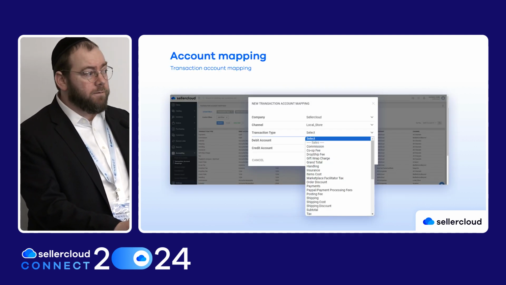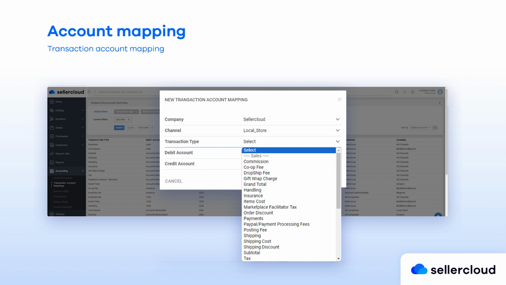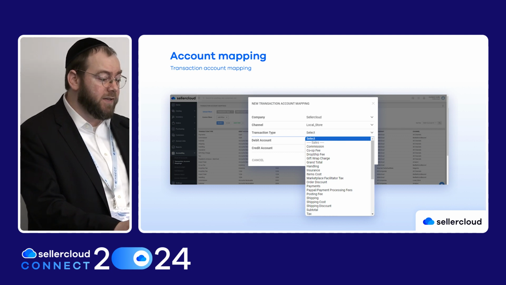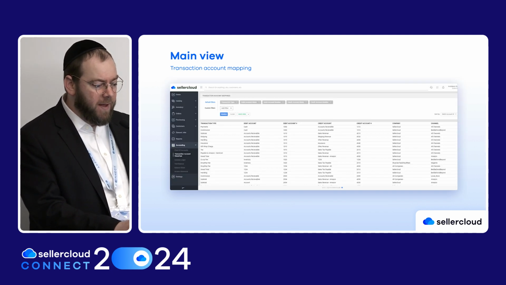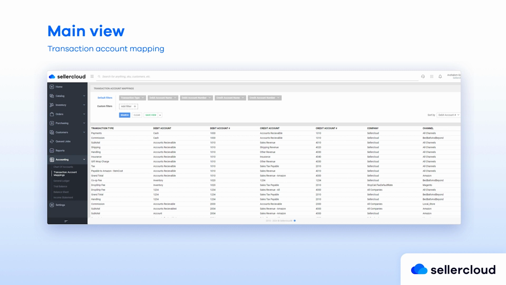We have here a list of many different transaction types in Sellercloud, the amounts for payment, for subtotal, for grand total, for items cost, commission, all these different fees, all these different amounts that we have available in Sellercloud. You'll choose two accounts for the double entry bookkeeping, one account to credit these transactions to, and one account to debit these transactions to, and you have your list of mappings. So a payment transaction will be debited to my cash account, and it'll be credited to my accounts receivable account. And you do that for every type of transaction. And that's how you set up your account environment.